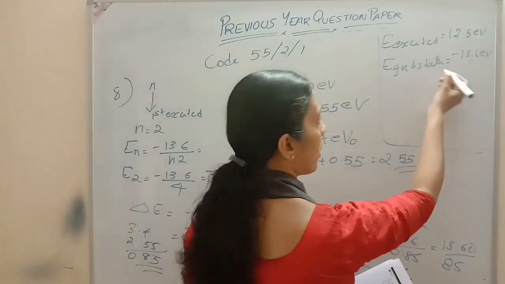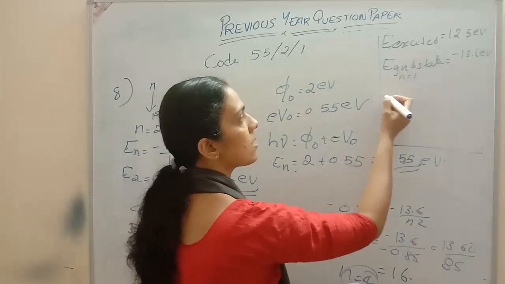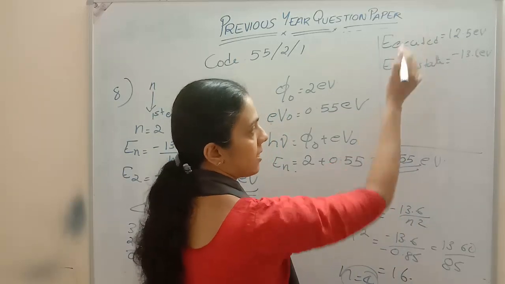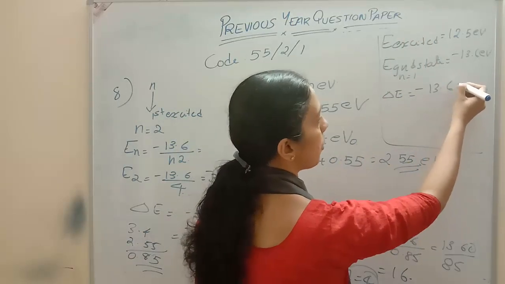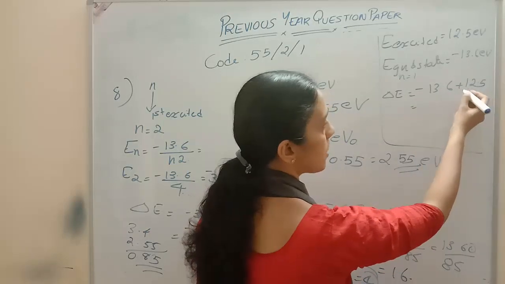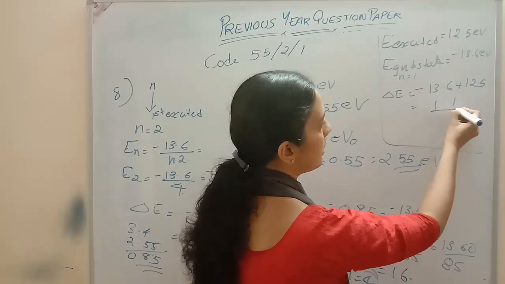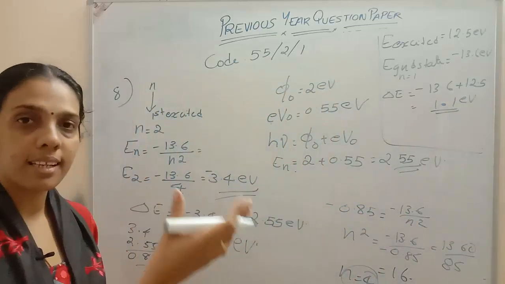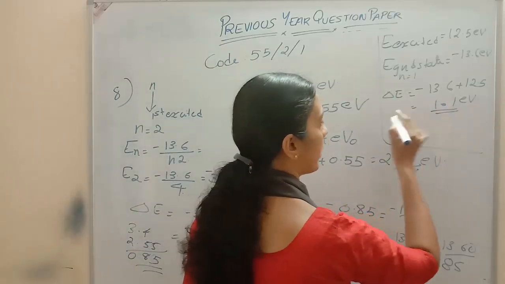Okay, in the ground state first n is equal to 1. So it is going to the excited state. What will be the energy difference? Minus 13.6 plus 12.5. So minus of minus is plus. So here we get 1.1 electron volt. Okay, so the difference in energy level is 1.1 electron volt.